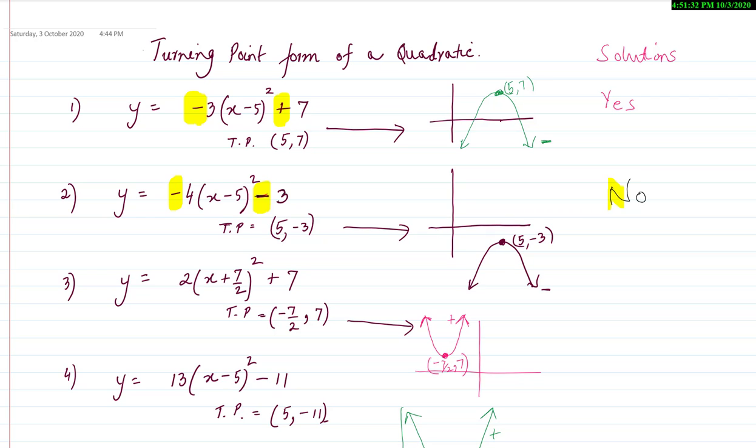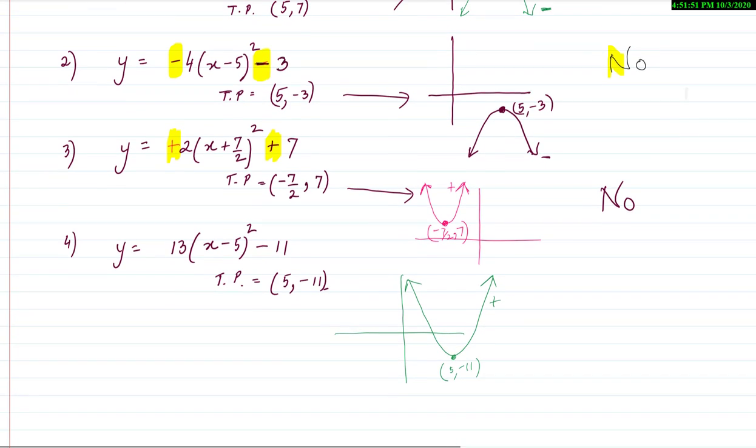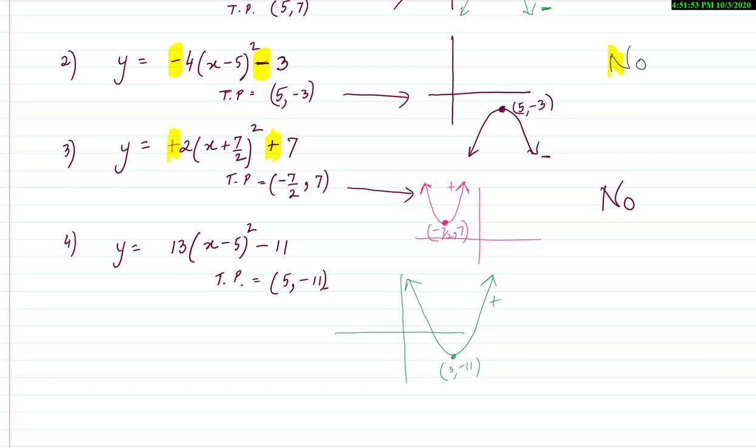Likewise, if I look at my third example, the quadratic is positive and the vertical translation also is positive. So I'll put a plus in front of 2. So the two signs are positive, so there will be no solutions in this case. So actually the turning point form is a very helpful way of determining whether the solutions exist or not. So let's look at the last one. The quadratic is positive, so it's positive 13, and the vertical translation is negative, which is 11. So opposite signs, so the solutions will exist.